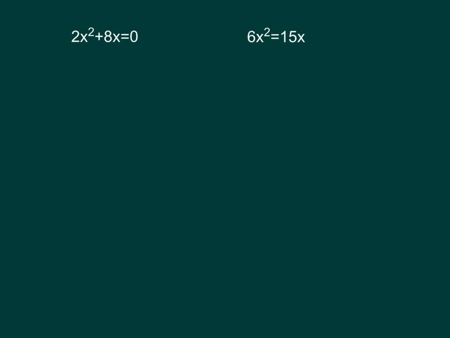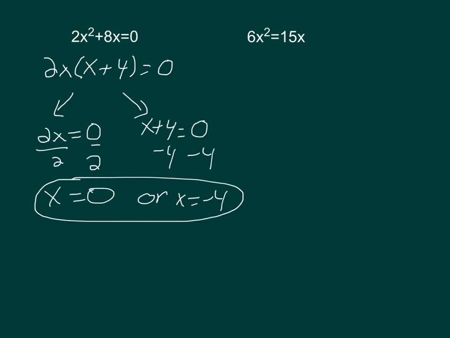Okay, let's see the answer. And there you go. Your final answers are x equals 0 or x equals negative 4. Pause the video and read through the work if you have any concerns. Take a look at the second problem now.